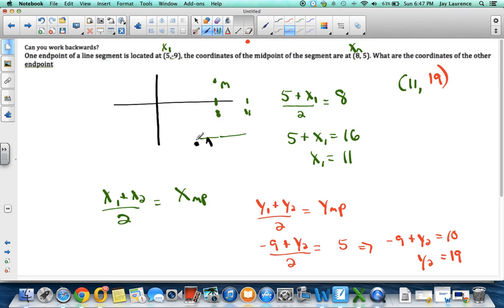And I could check it. How far up do I have to go? Well, let's see. This is negative 9. And I'm going up to 5. So I think that's 14 away, right? That's a distance of 14, right? Because I go up 9 and then up 5 more. And then I have to go 14 more on the other side. So 5 plus 14 is 19.